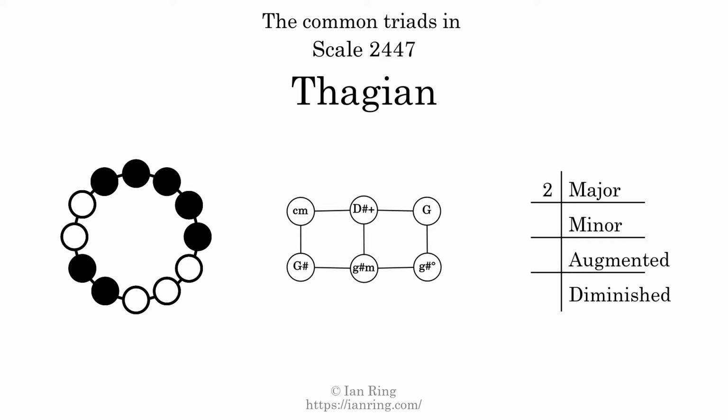There are 2 major triads. There are 2 minor triads. There is 1 augmented triad. There is 1 diminished triad. Here is a Hamiltonian path of parsimonious voice leading that uses all the triads.